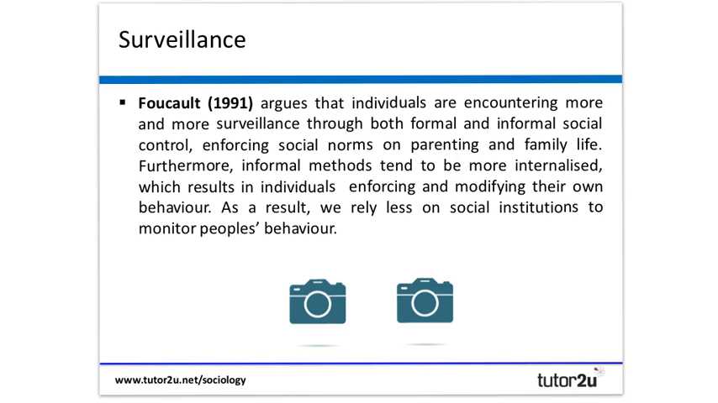Now, this is where Foucault comes into the argument that individuals are encountering surveillance by both formal and informal social control methods. This means that they are being used to enforce the social norms on parenting and family life. Furthermore, informal methods now tend to be internalised, so the individual becomes more aware of them, by which the individual then enforces and modifies their own behaviour to ensure that they are meeting the norms and values of which they are very much aware. Therefore, as a result, we rely less and less on social institutions to monitor people's behaviour, because we ourselves are monitoring and making sure that we are behaving in adequate ways.